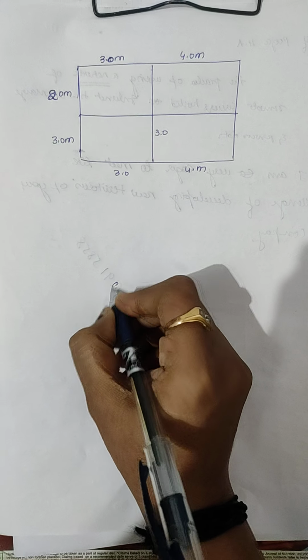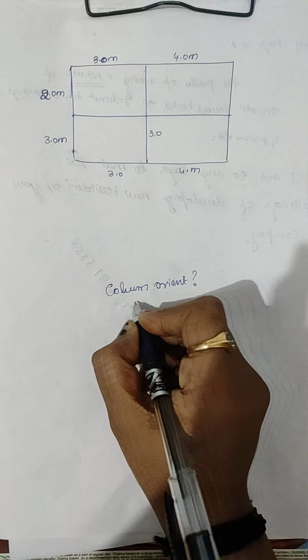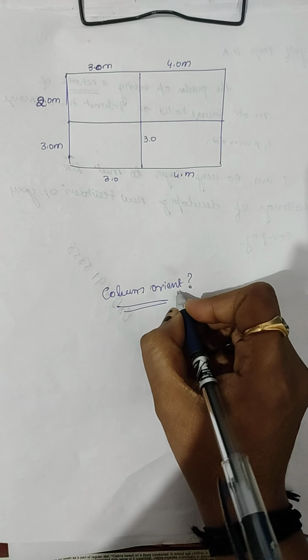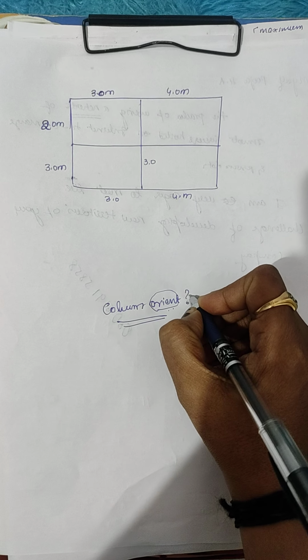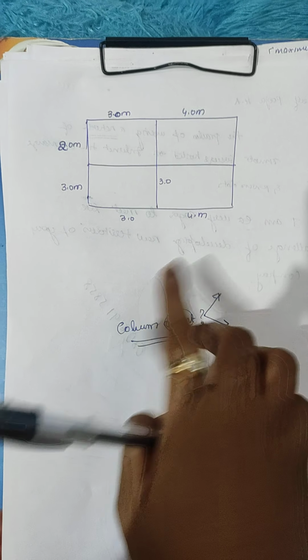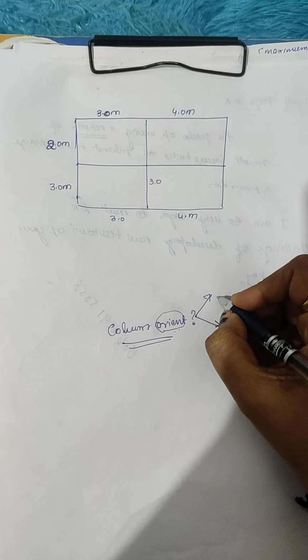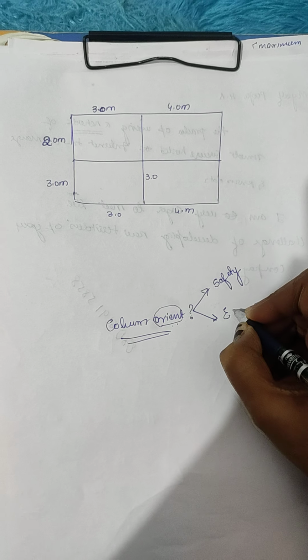So today I am going to explain how we can plan column orientation in case of a building. First, one thing we should know: how do we orient columns in a building? That means how you decide the orientation of the column in the building plan. I'll tell you two simple reasons. Column orientation is very important for two reasons in a structure: one is safety, another is economy.